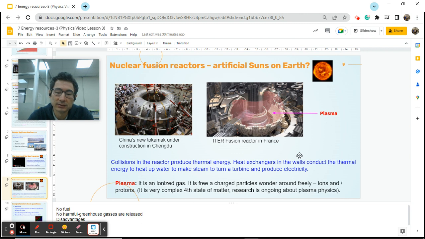This is a soup of ions freely moving around.